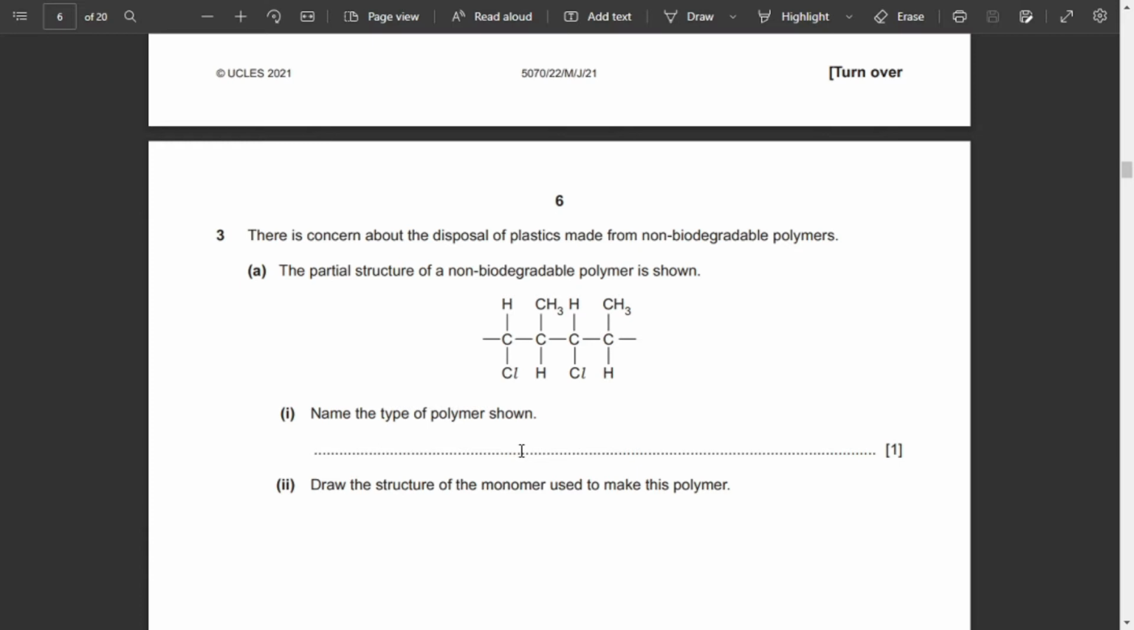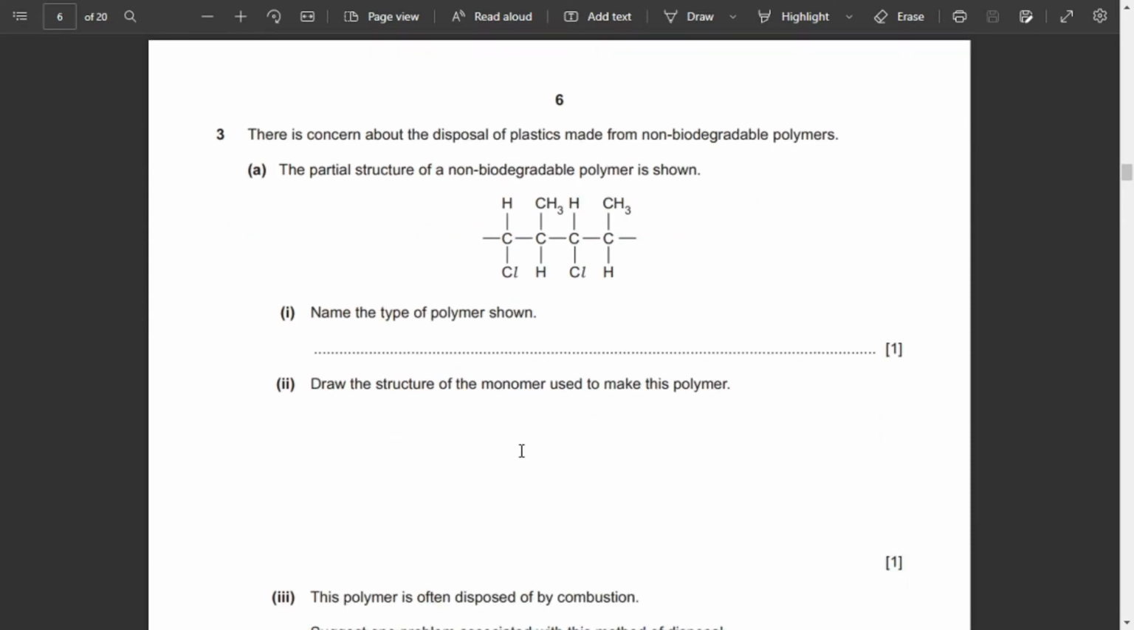There is a concern about disposal of plastics made from non-biodegradable polymer. Part A says the partial structure of non-biodegradable polymer is shown. Part 1 says name the type of polymer shown. Since we do not have water being formed over here, of course this is an addition polymer. Alright, moving on to part 2, draw the structure of the monomer used to make this polymer.